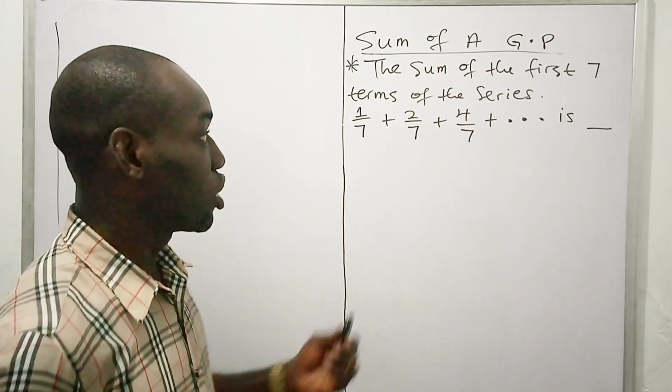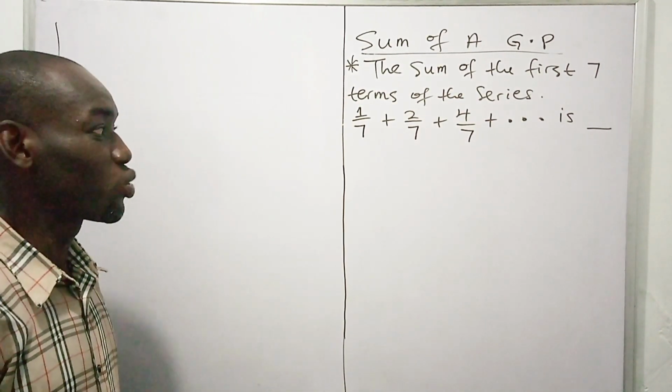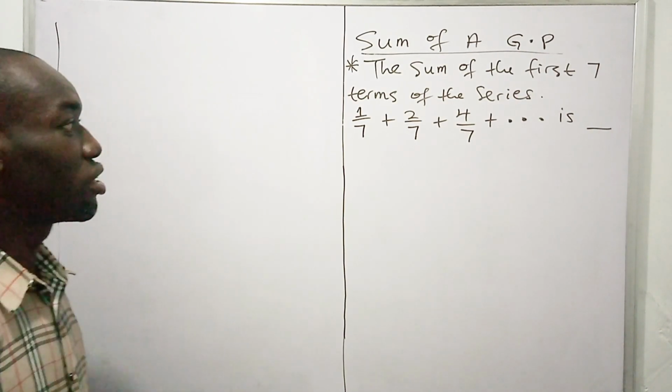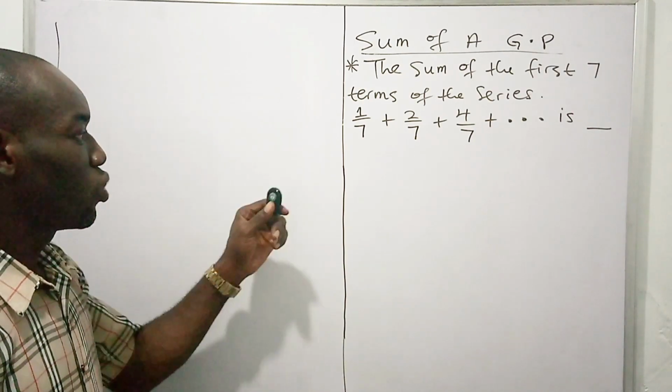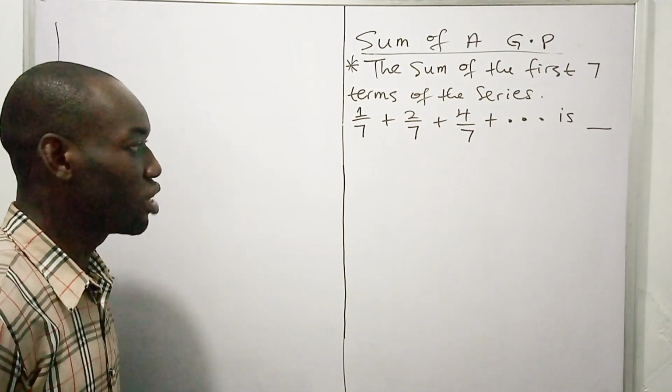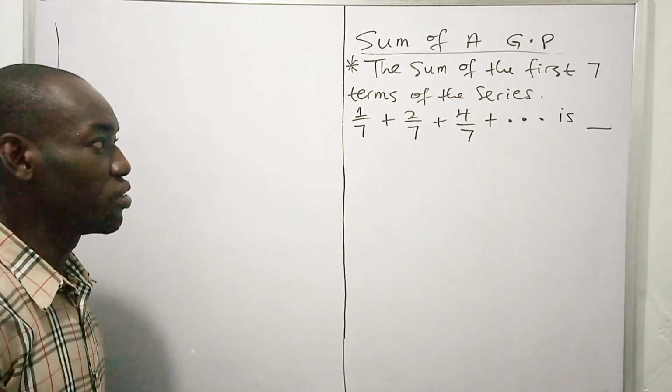In our lecture for today, we're looking at the sum of a geometric progression, known as GP. And the question we have here says, the sum of the first 7 terms of the series 1/7 plus 2/7 plus 4/7 is what? What is the sum of the first 7 terms?